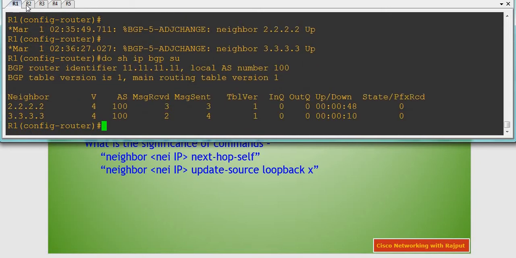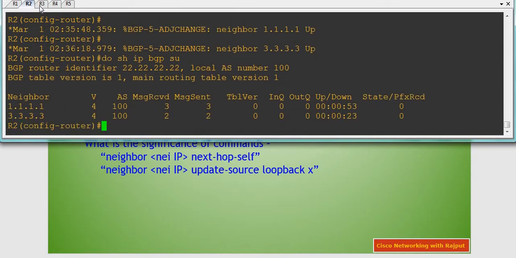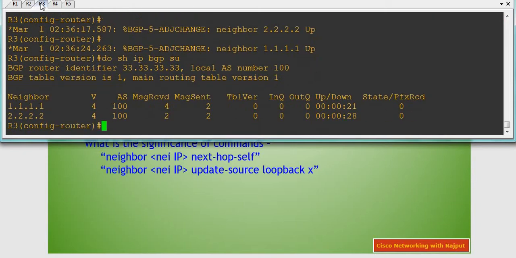Okay, BGP is up now on router 2 as well, on router 3 as well. Okay, let us configure router 4 and 5.